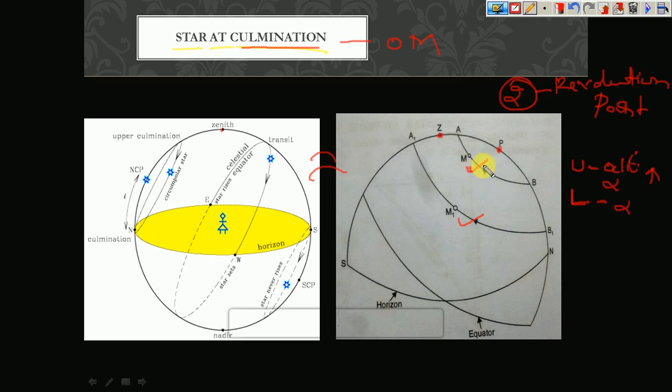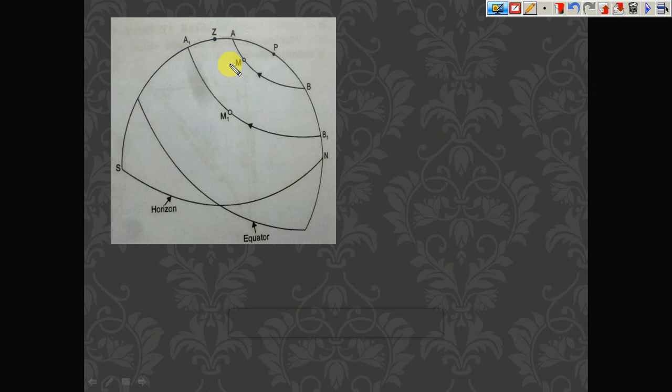Okay, you can see the two culminations. That is, during the revolution around the pole, the star is going to culminate two times. That is what had been told here. So that is star at culmination. In this you can understand the culminations, that is upper and lower. Is it clear?